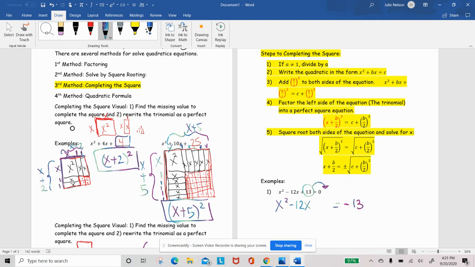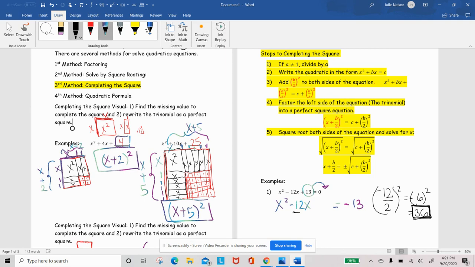Hopefully you saw that the rule is that you always take the middle number. This middle number is negative 12, not the variable with it, but the middle number. You divide by 2, and then you square it. That's the number you add to both sides. So negative 12 divided by 2 is negative 6. Negative 6 squared is 36. So this is the number that I need to add to both sides.